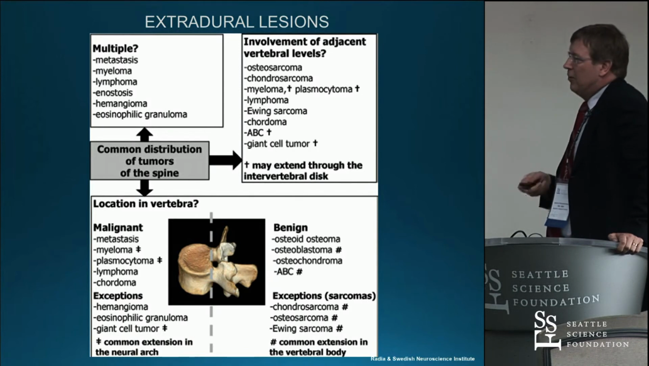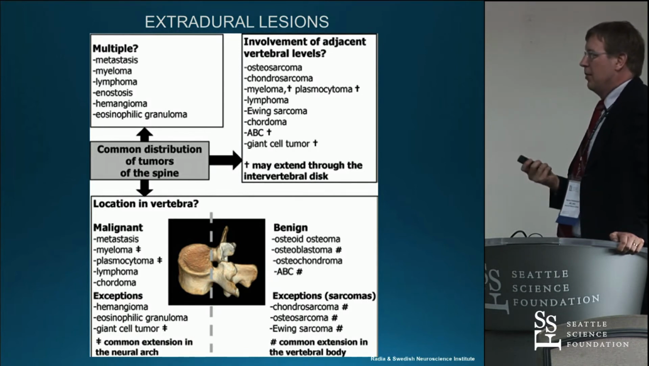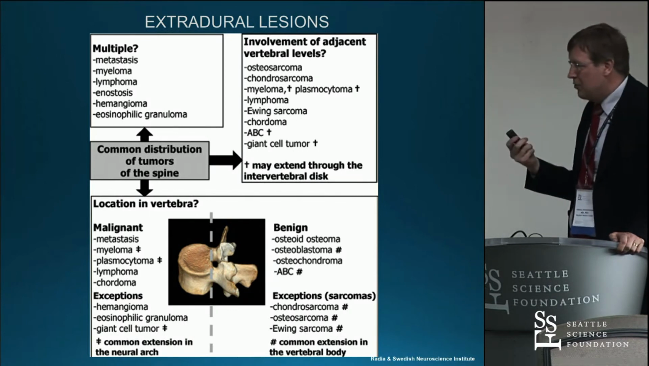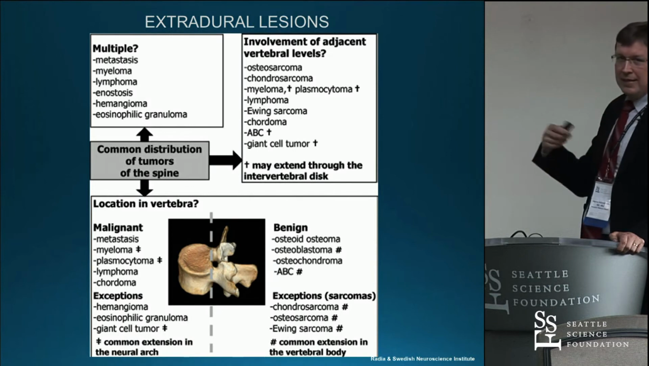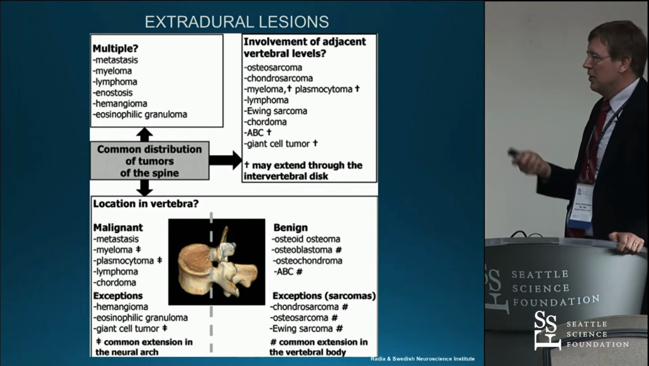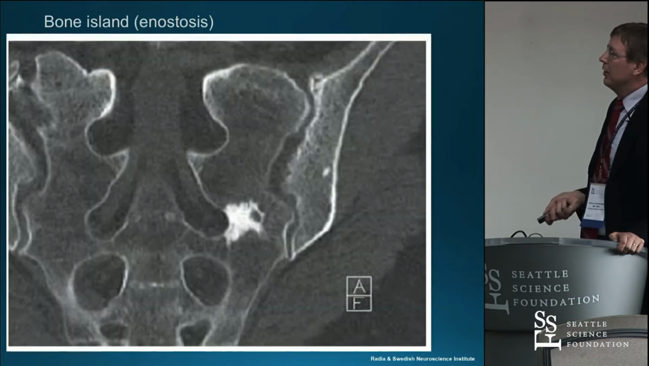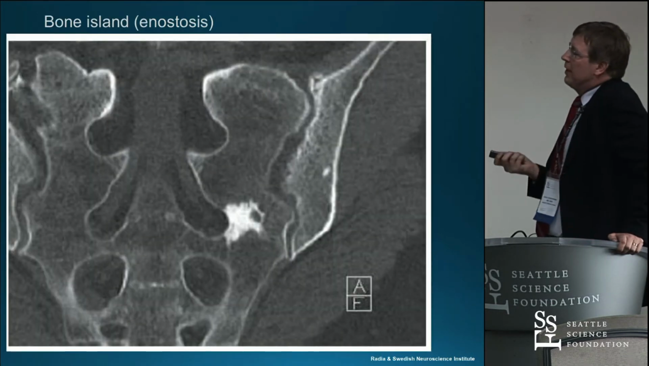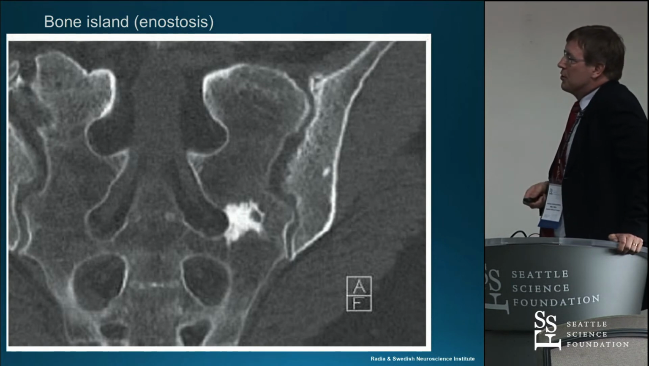Posterior elements, we think of benign entities such as osteoblastoma, osteochondroma, or aneurysmal bone cyst, but also malignant lesions can extend to the posterior space. Chondrosarcoma, osteosarcoma can involve both anterior and posterior. So just a brief tour of some of the bone lesions, now extradural lesions.